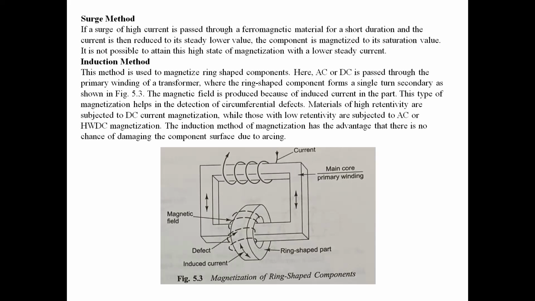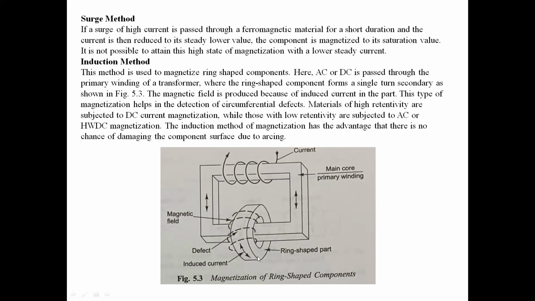Next one is the induction method. This method is also used to convert the material into magnetic material, for magnetization. Here the induction principle is based on the transformer principle. See this. This induction method is for testing ring shaped parts.